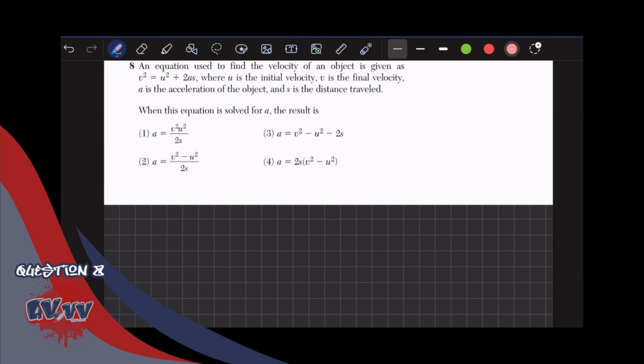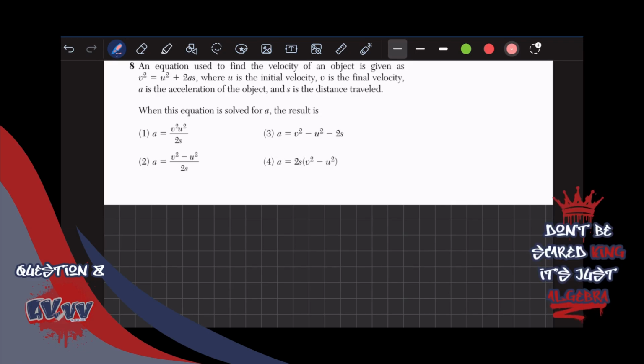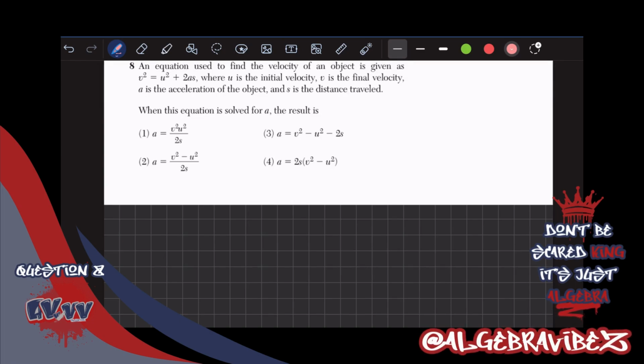So an equation used to find the velocity of an object is given as v squared is equal to u squared plus 2as, where u is the initial velocity, v is the final velocity, a is the acceleration of the object, and s is the distance traveled. So when this equation is solved for a, the result is one of these 4 choices, and I'm not going to list them all out.